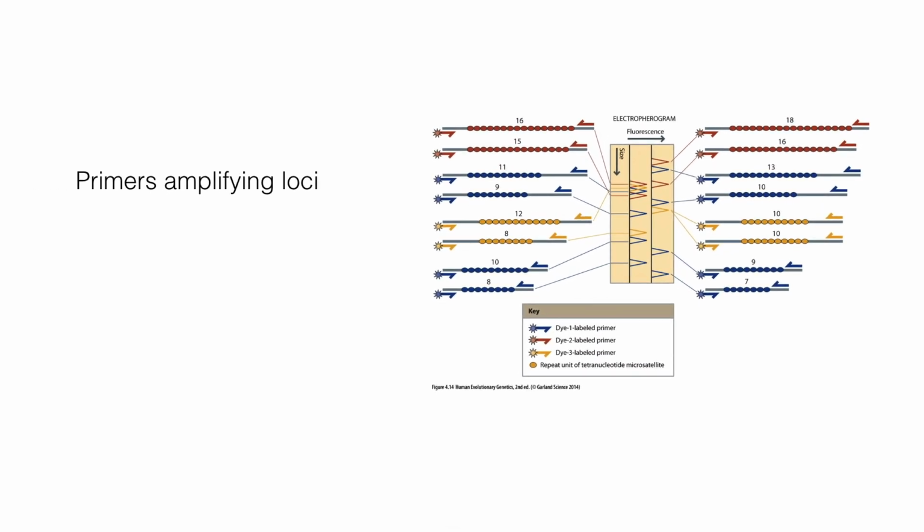Primers amplifying loci with non-overlapping size ranges, here shown in blue, can be labeled with the same dye. A fourth dye is used for a size standard, not shown here, which is run in every lane. 5-dye systems are also available, which allow deeper multiplexing.